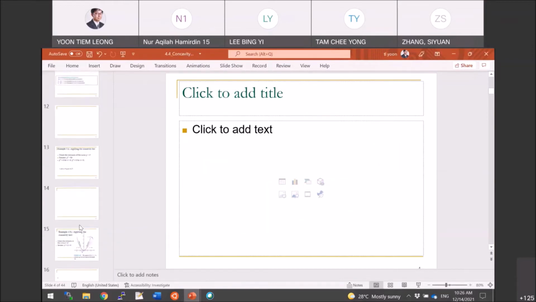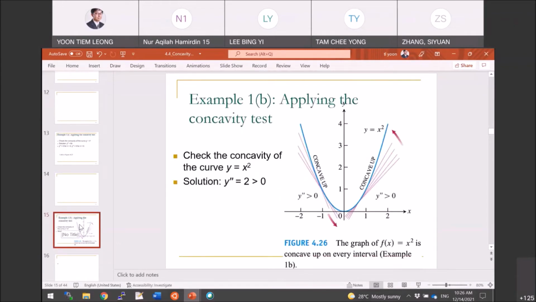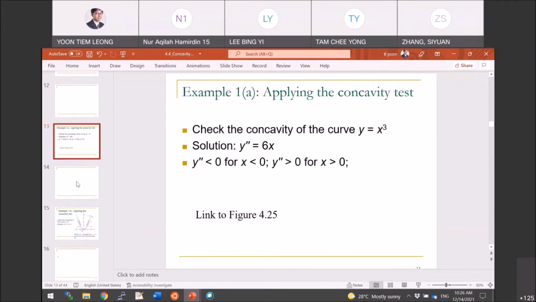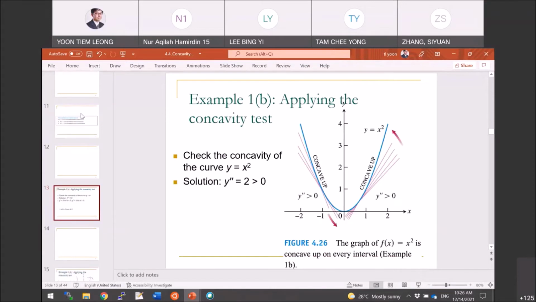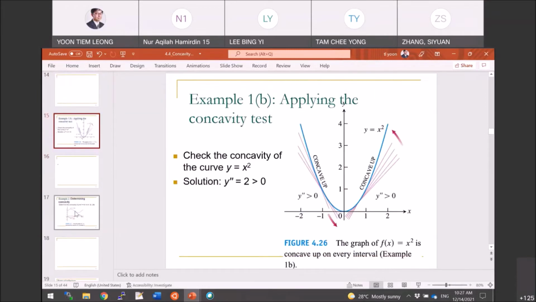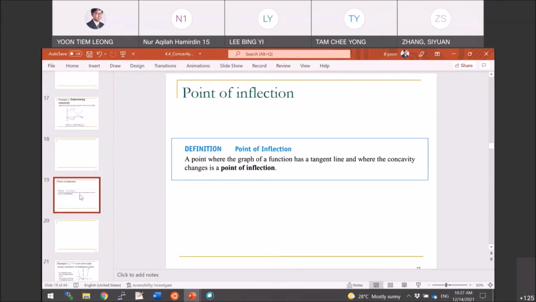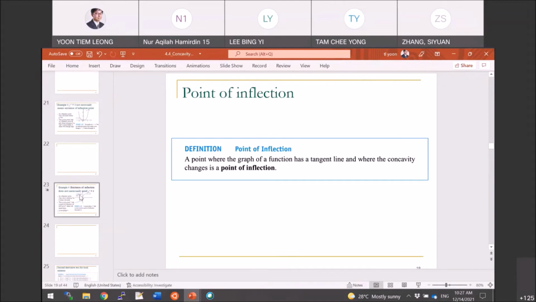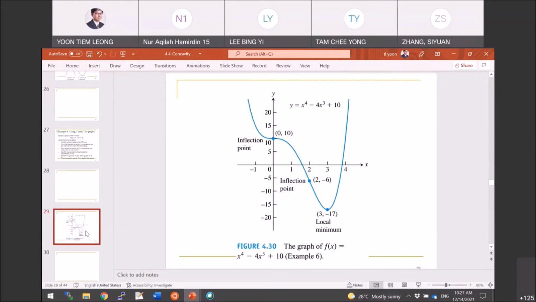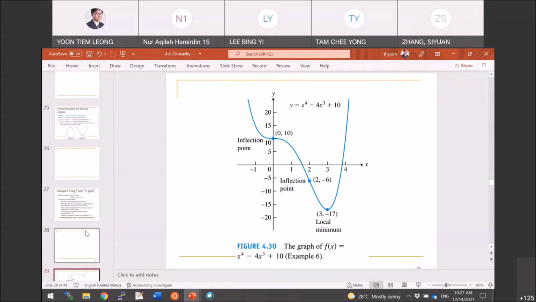In particular, let's look at this example. We are going to learn how to sketch the concavity of a graph based on the second derivative test for concavity. After that, we are going to learn how to sketch the graph based on their concavity. So this would be quite a complicated situation, so be prepared for that.